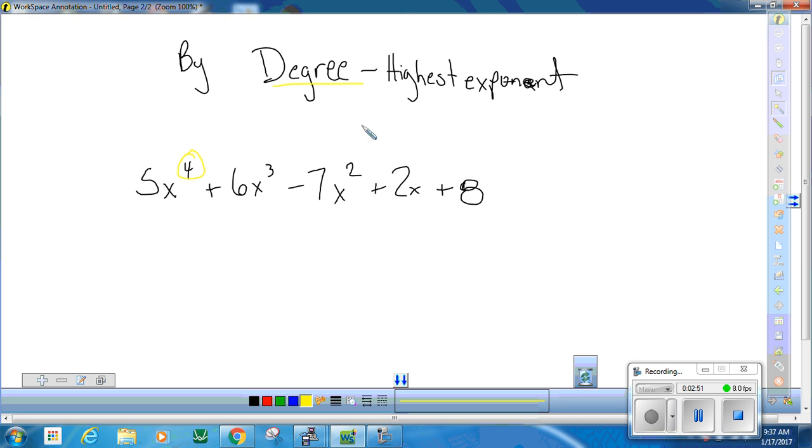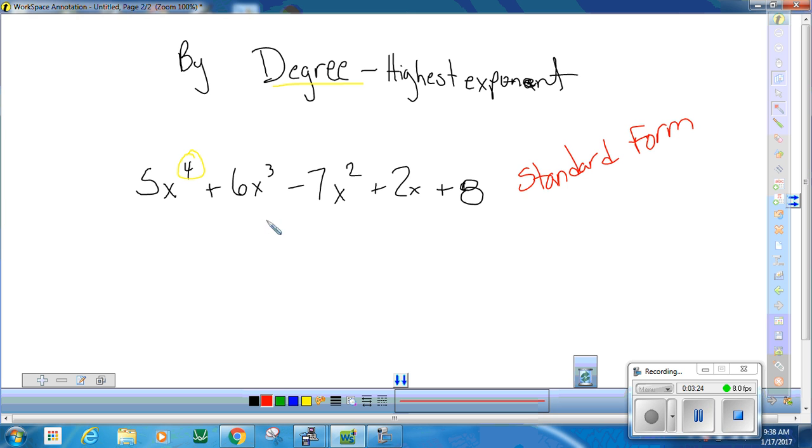A couple of warnings about degree. You do want to make sure that you're finding the highest exponent. For example, this one was in standard form. It went from the highest exponent to the lowest exponent. So we consider that standard form. So the degree is really easy to find when it's in standard form because it's the first exponent that shows up because it's the highest. If it is not in standard form, however, you want to make sure you're looking at all of the exponents and make sure there's not like an x to the 8th down here out of order, and make sure you really are getting the highest exponent.